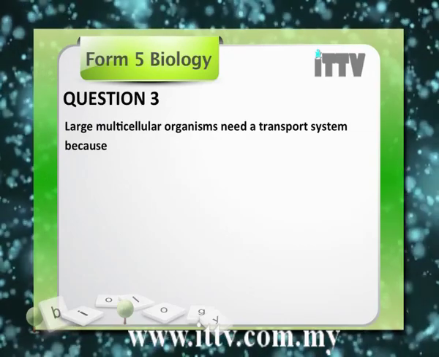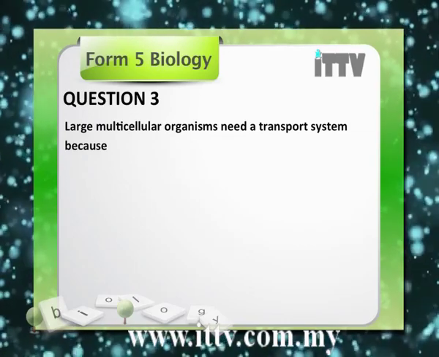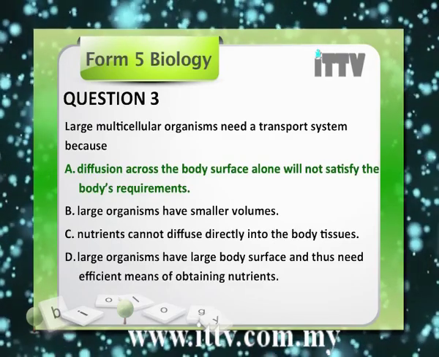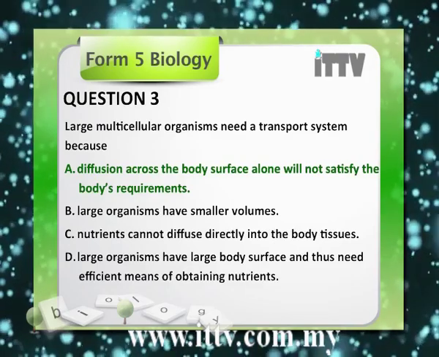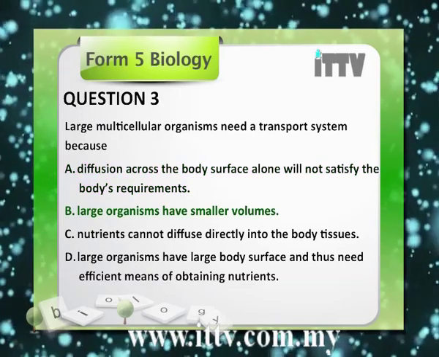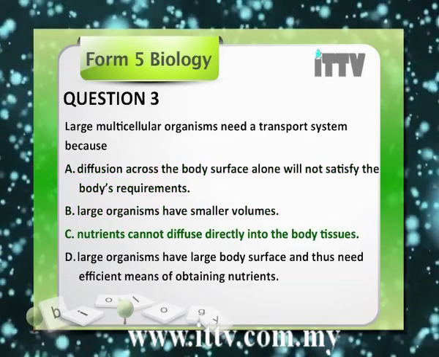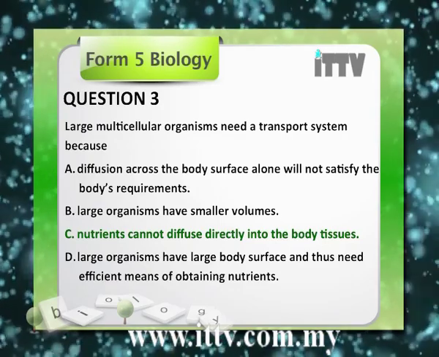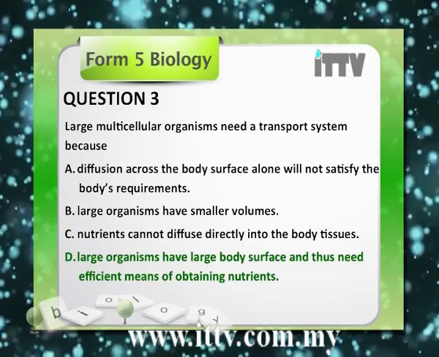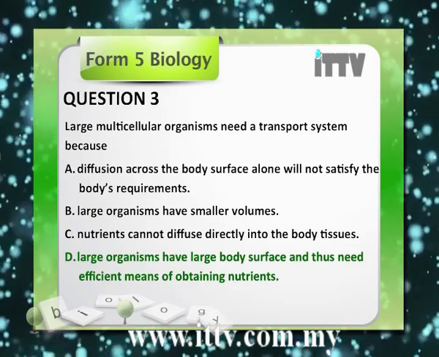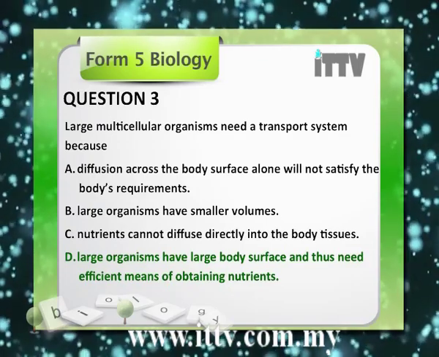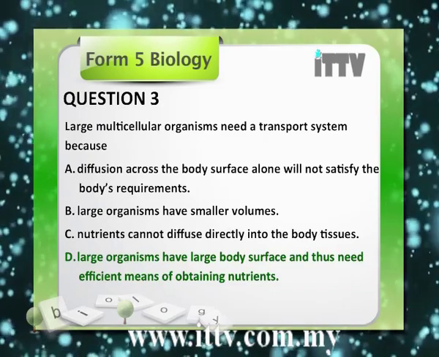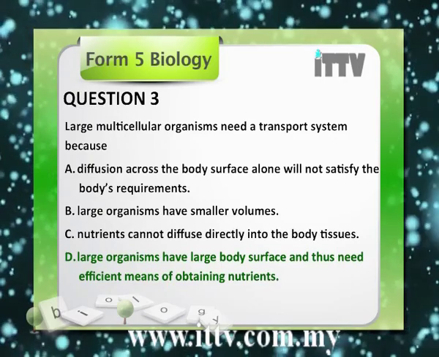Large multicellular organisms need transport systems because A. Diffusion across the body surface alone will not satisfy the body's requirements. B. Large organisms have a smaller volume. C. Nutrients diffuse directly into the body tissues. And D. Large organisms have large body surface and thus need efficient means of obtaining nutrients. Now, let us go through each one of these statements one by one.